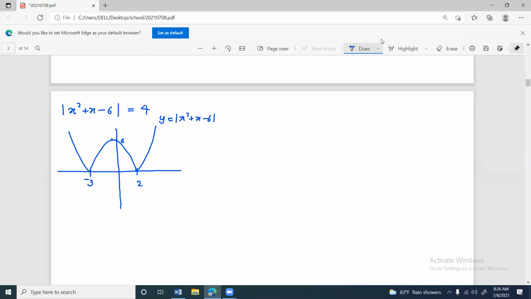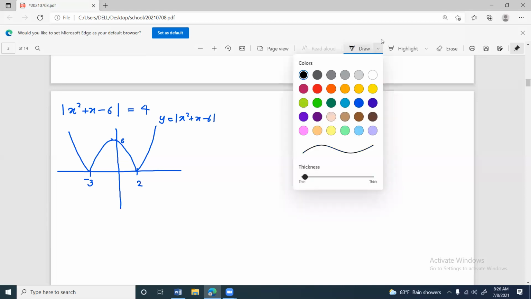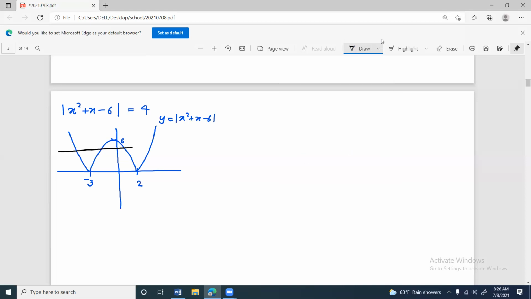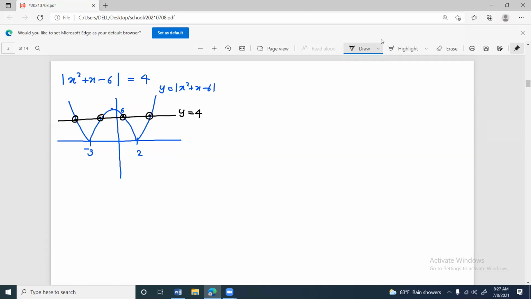Then y = 4. I will use a different color for that. This is y = 4. Then how many solutions can we expect? We can expect 4 solutions. From the graph, drawing this kind of graph is kind of hard. That is why the numerical solutions support us. We'll go ahead with this.